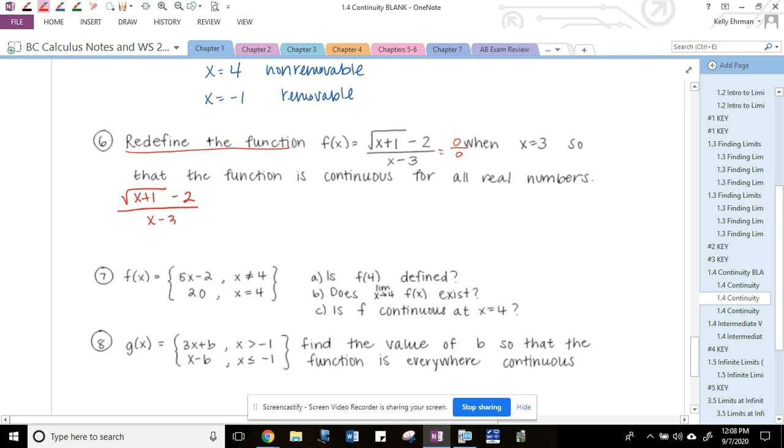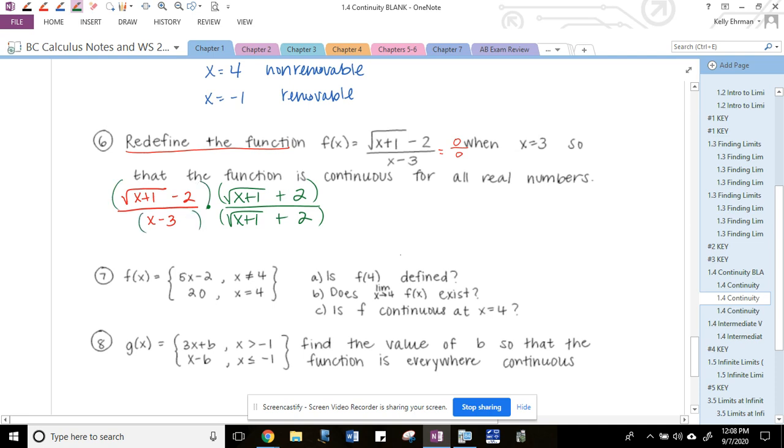We did this on Friday. Let's multiply. When I see a radical in a numerator, let's multiply by the conjugate, which would be square root of x plus 1 plus 2. Do that in the top and the bottom, which is legal. You're just multiplying by 1, a very fancy 1 right here.